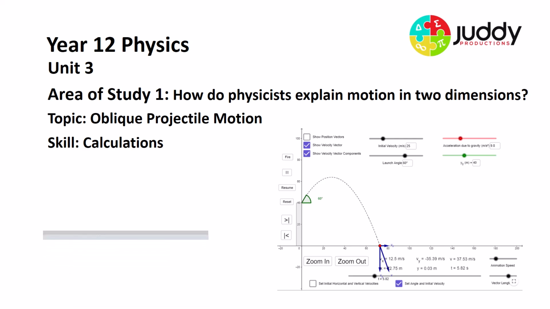In today's video we'll be looking at a Unit 3 physics concept of oblique projectile motion. In this particular example we'll be looking at an object that is elevated 40 meters above the ground, is projected at an angle of 60 degrees, and eventually strikes the ground. We're using an initial velocity of 25 meters per second, and we'll be performing a range of different calculations associated with this particular projectile motion scenario.